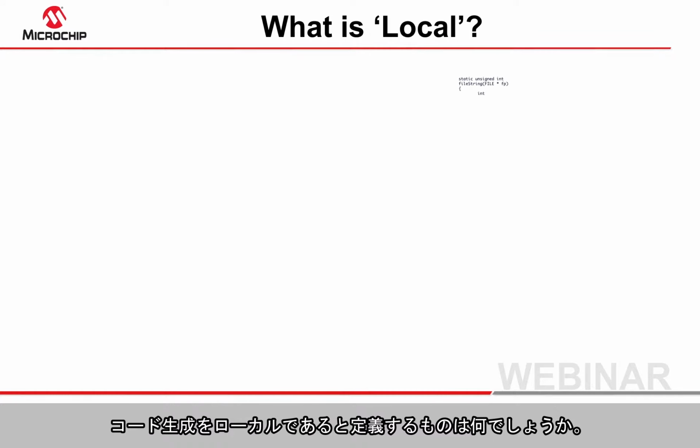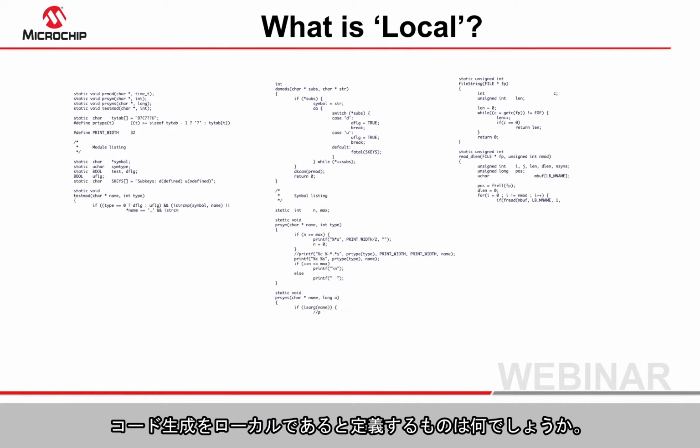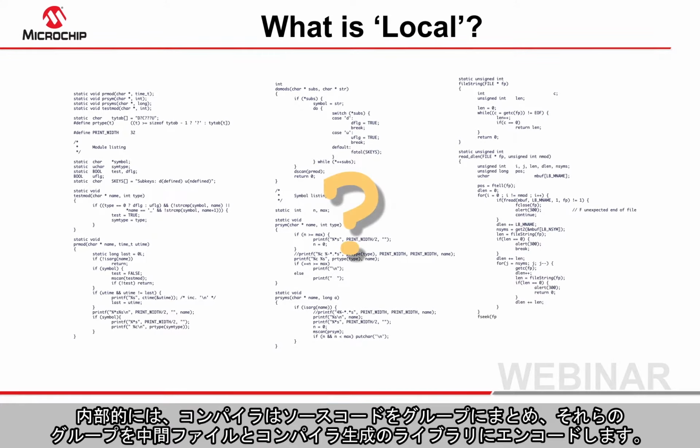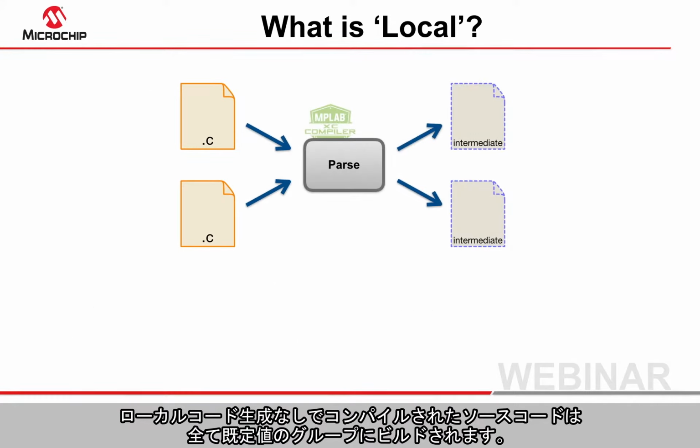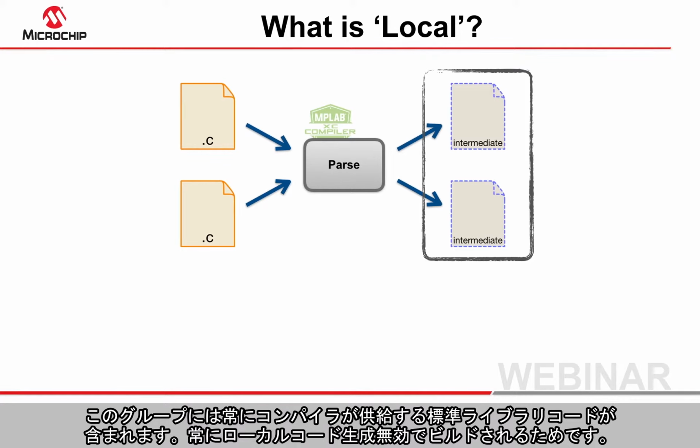What defines code generation as being local? Internally, the compiler builds source code into groups, and these groups are encoded into the intermediate files and libraries produced by the compiler. Any source code compiled without local code generation is built into a default group. This group will always contain the standard library code supplied by the compiler, as it is always built with local code generation disabled.